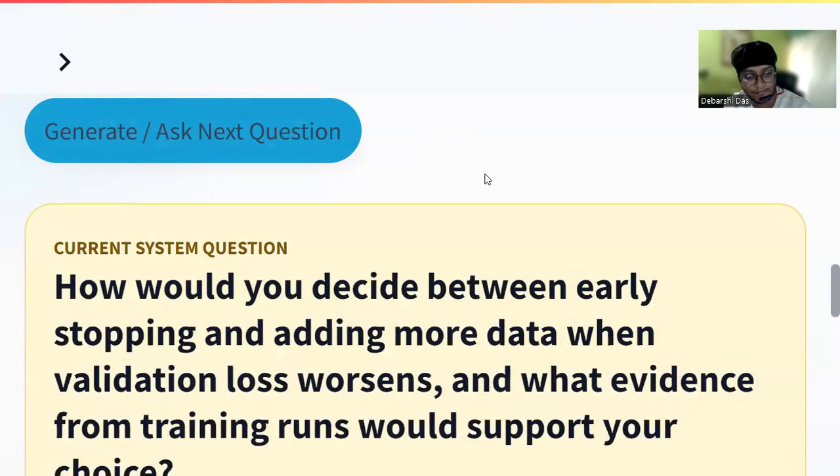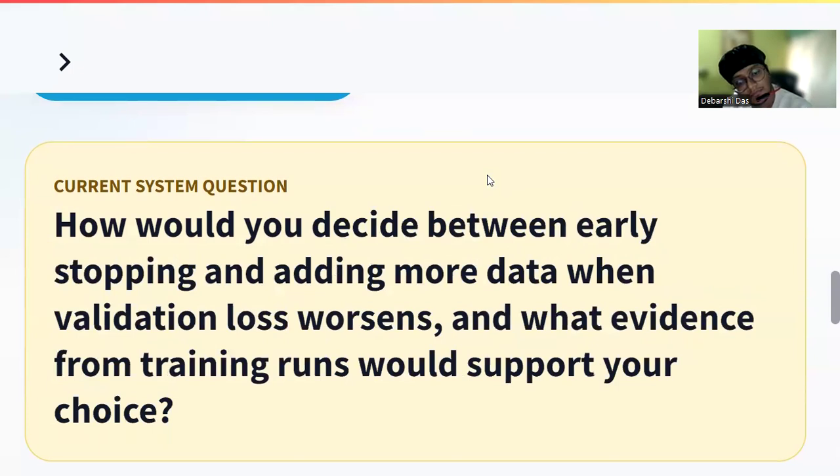How would you decide between early stopping and adding more data when validation loss worsens, and what evidence from training runs would support your choice?